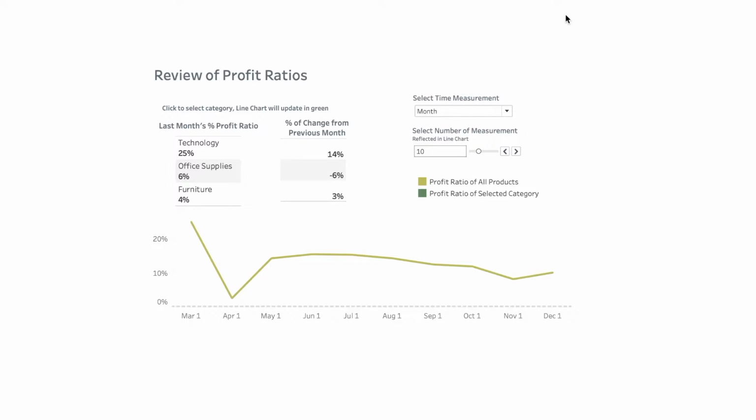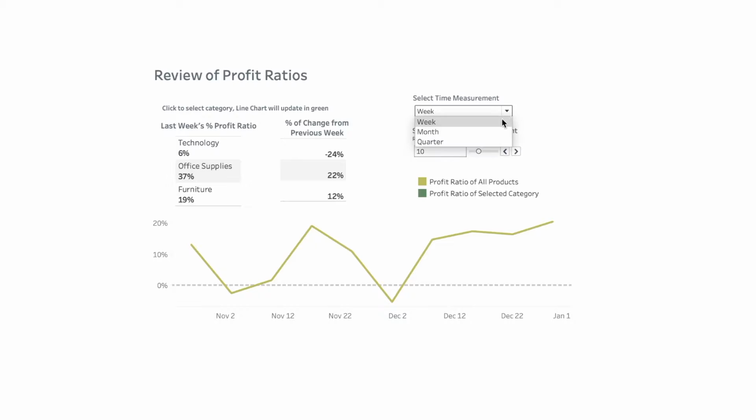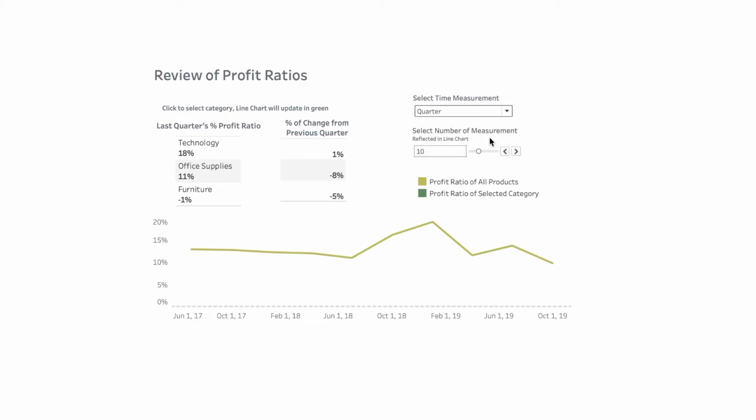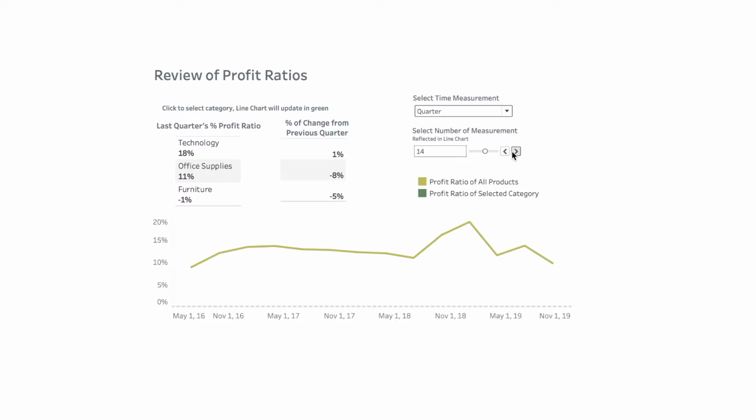On this dashboard, we can see last month's profit ratio for each category and compare it to the change from the previous month. The tan line on the line chart is the profit ratio of all 3 products combined. When we make selections to the time measurement, the line chart changes. The same things happen when we change the number of units we want to view.